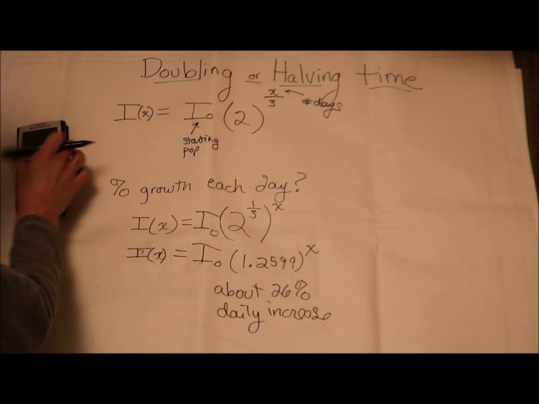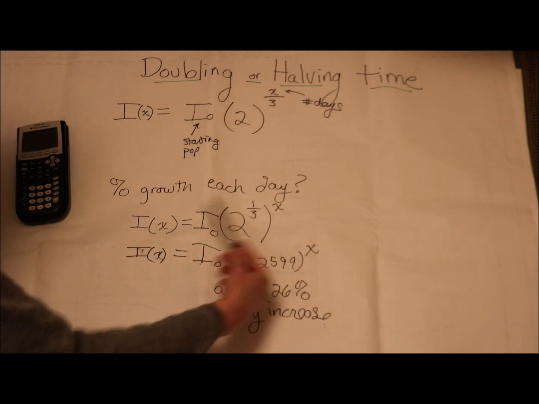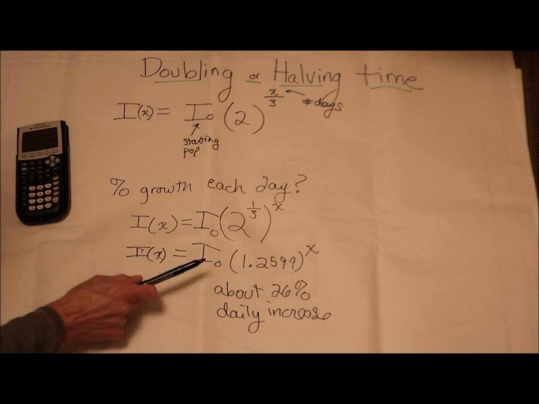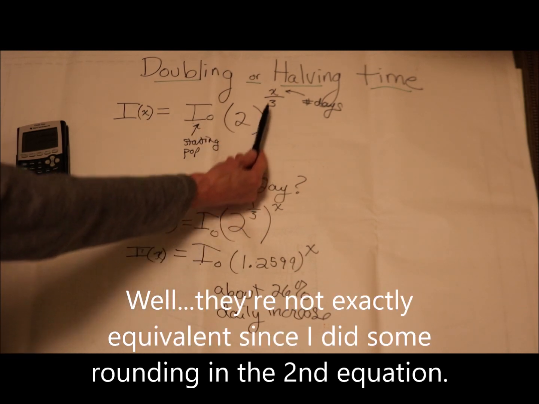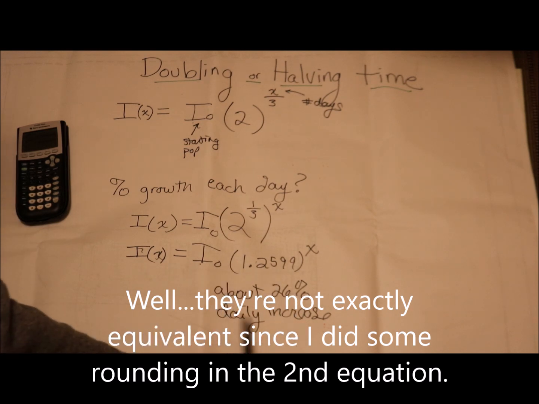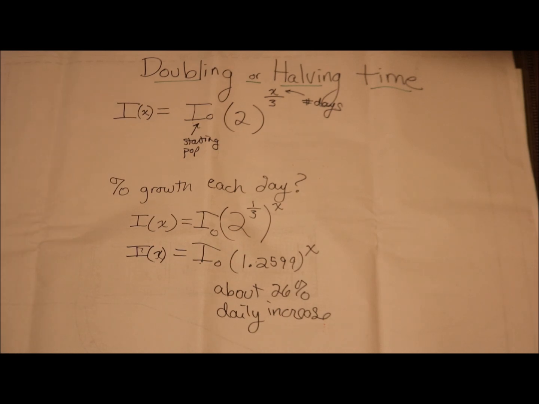So in other words, I could write this same model right here like this, right? They're equivalent functions. This tells me my doubling time is 3 days. This tells me my percent increase each day. So what if I want to go the other direction?